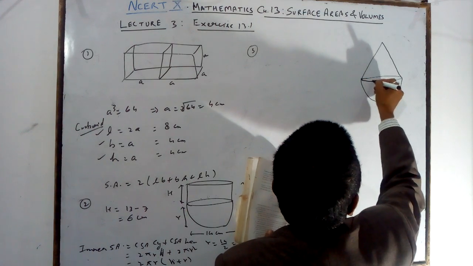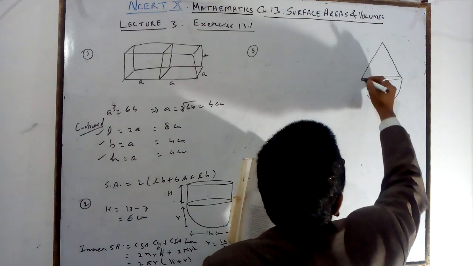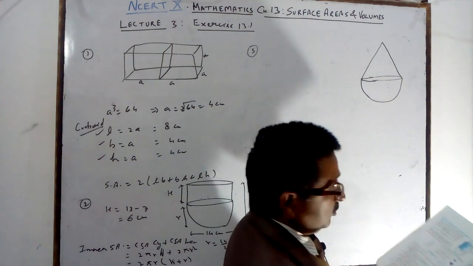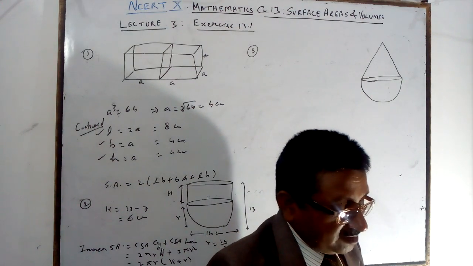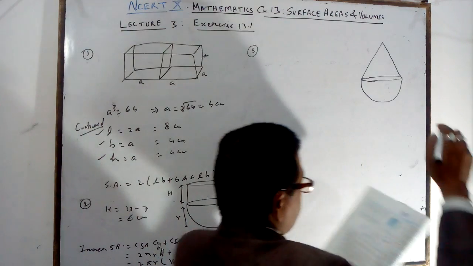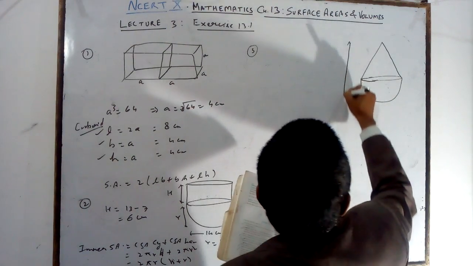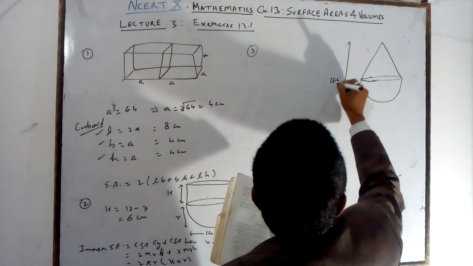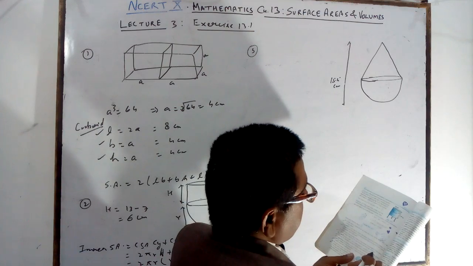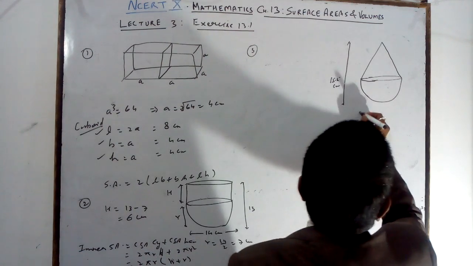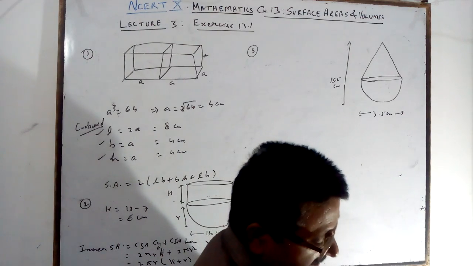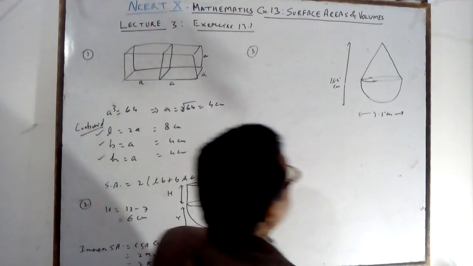Surmounted by a cone, or you can say the cone is mounted on a hemisphere of the same radius. Same radius means overlapping. Total height is given as 15.5 centimeter. Find the total surface area of the toy. Radius is 3.5. Both are mounted, so both radii are the same.